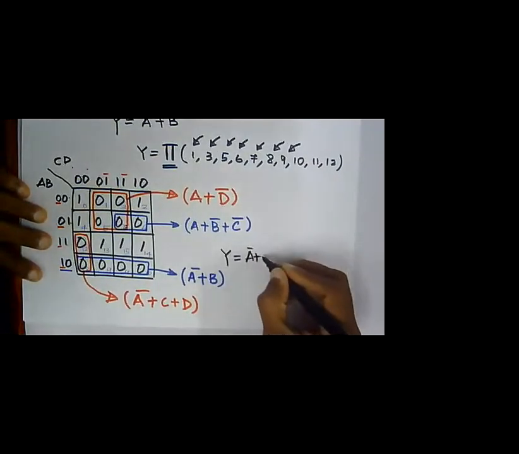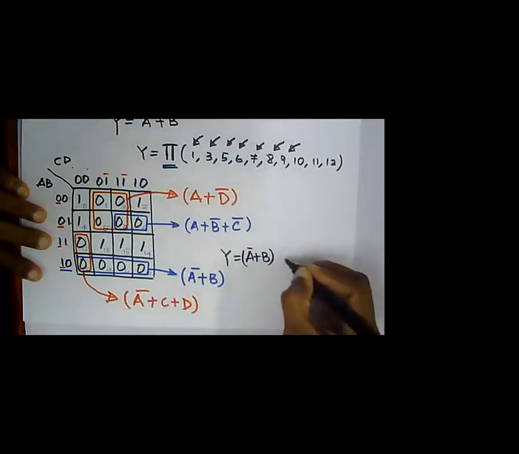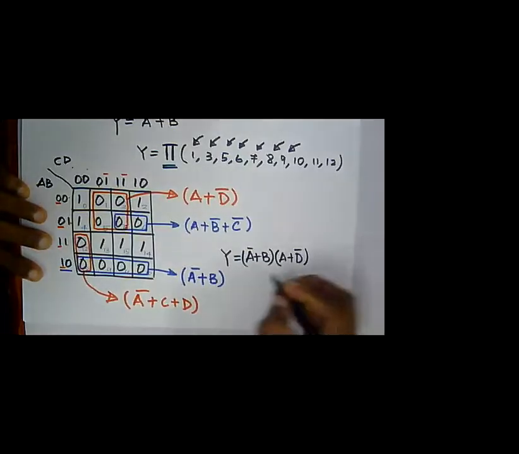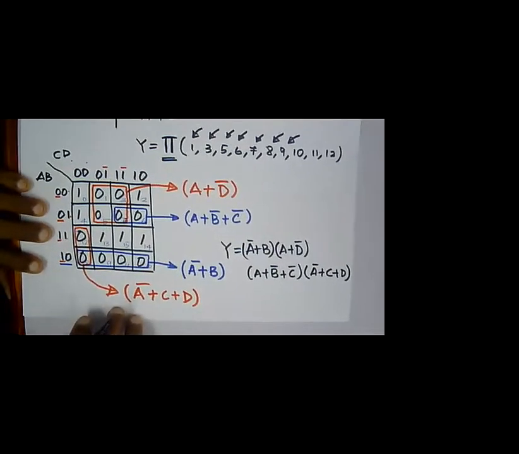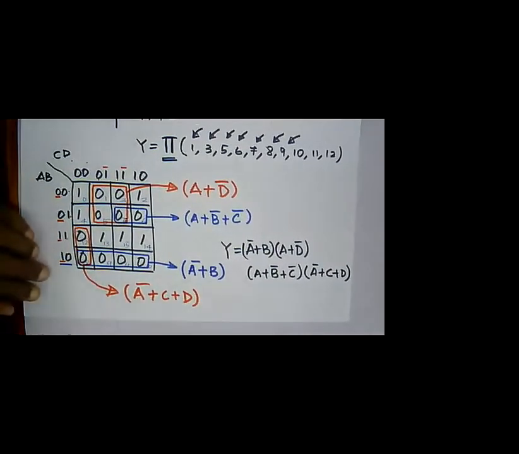So the final equation can be written as y is equal to A bar plus B, A plus D bar, A plus B bar plus C bar, A bar plus C plus D. So that's all about simplifying a POS equation using K-map.